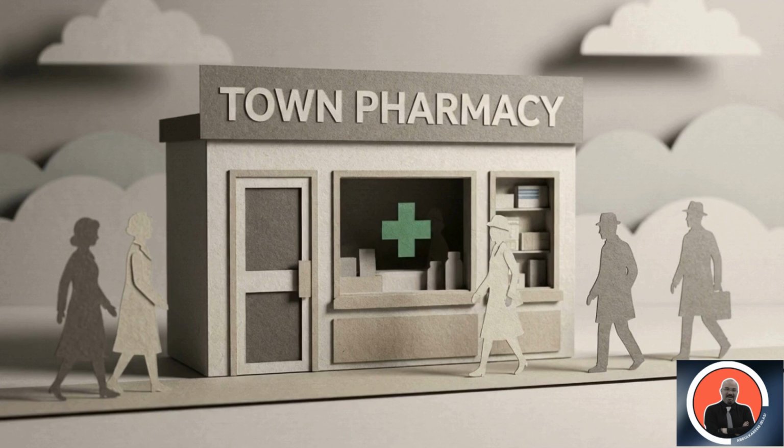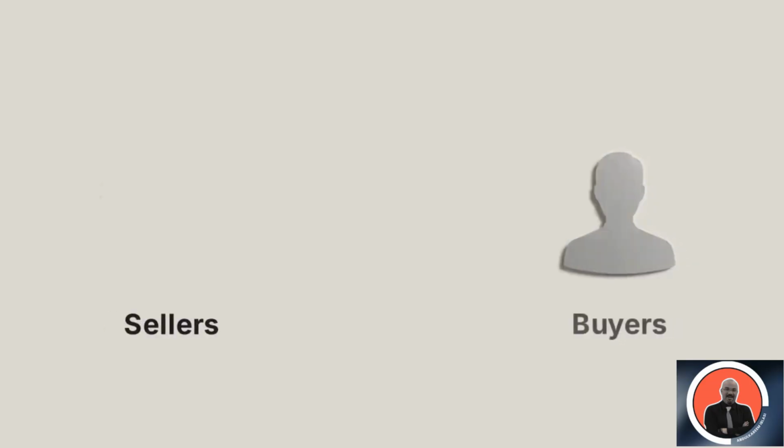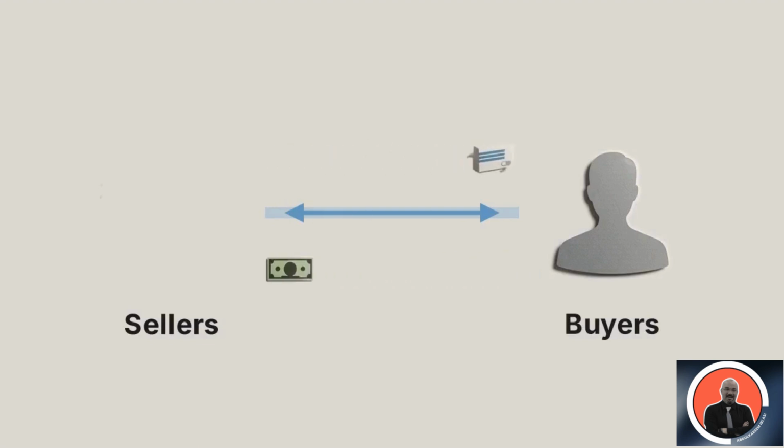Imagine your local town pharmacy. On a busy morning, it's the perfect example of a market. At its simplest, a market is just any place where two groups, the people who sell things and the people who want to buy them, can communicate and make a trade.